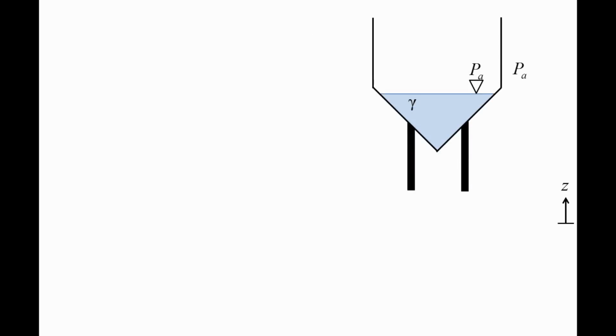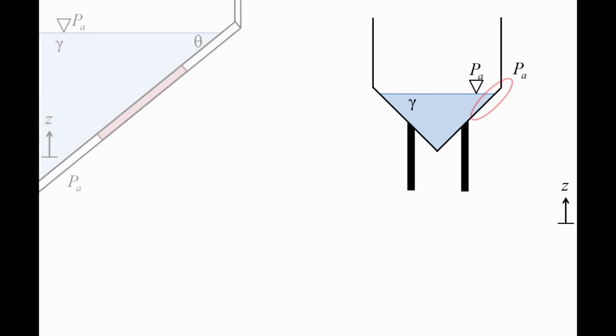Here is a different tank. This tank is open to the atmosphere and partially filled with a liquid of specific weight gamma. We are going to examine a section of the flat wall that's highlighted in pink, which has an arbitrary shape and which is oriented at an arbitrary angle theta relative to the free surface.